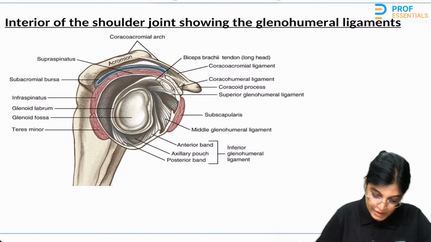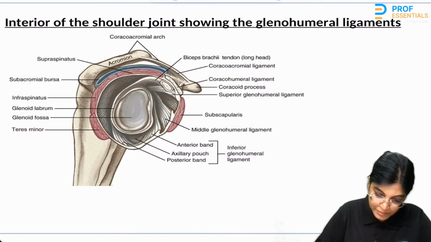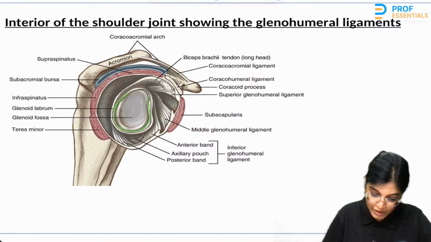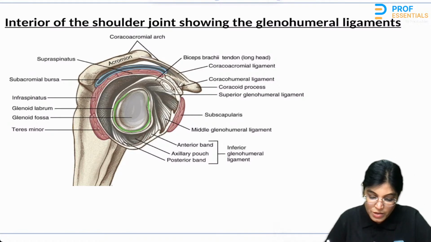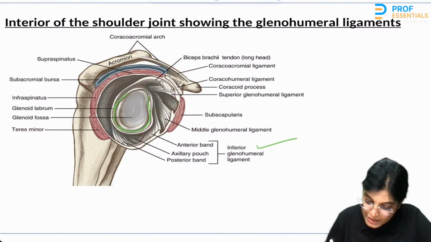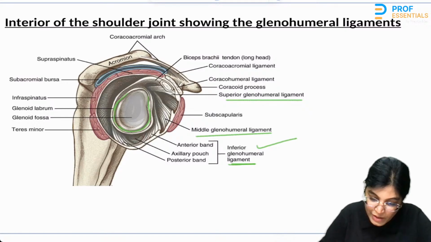glenoid fossa. This is the glenoid fossa, which you can see, surrounded by the glenoid labrum. Also, there are three glenohumeral ligaments. We can see the inferior glenohumeral ligament, the middle glenohumeral ligament, and the superior glenohumeral ligament. Very nicely you can see these three glenohumeral ligaments.